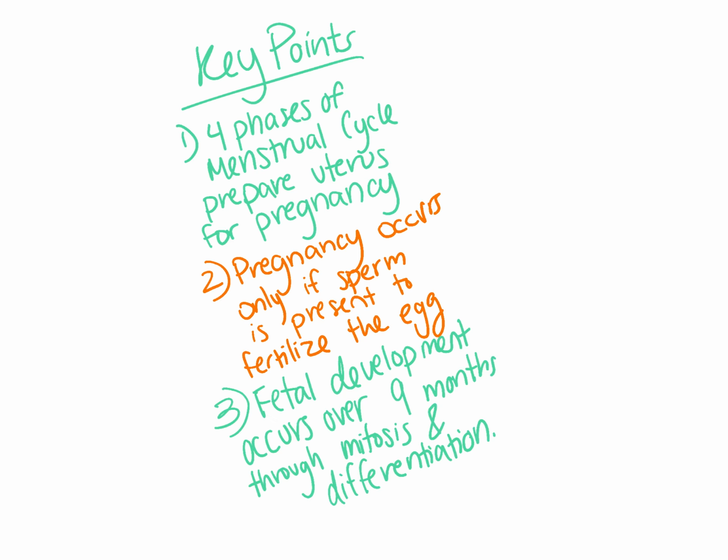Just some key points here. Number 1, there are 4 phases of the menstrual cycle that prepare the uterus for pregnancy. Number 2, pregnancy obviously only occurs if sperm is present to fertilize the egg. If not, the menstrual cycle just starts right back over. And number 3, if pregnancy is occurring, fetal development occurs over 9 months and happens through the processes of mitosis and differentiation. If you need any of this repeated back, go back to the beginning of the video and rewatch.